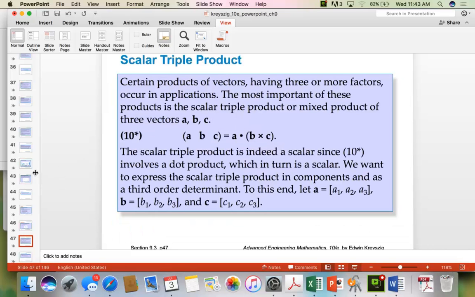Certain products of vectors having three or more factors can occur in some applications. The most important is called the scalar triple product, which is a dotted with b cross c. It's a mixed product of three vectors. It does turn out to be a scalar, because b cross c will be a vector, and then a dotted with that resulting vector ends up giving you a scalar. A lot of times the scalar triple product is expressed using a determinant.